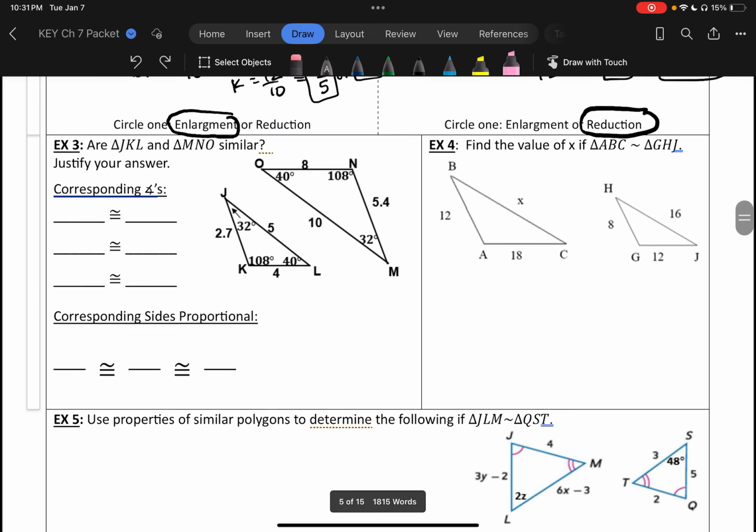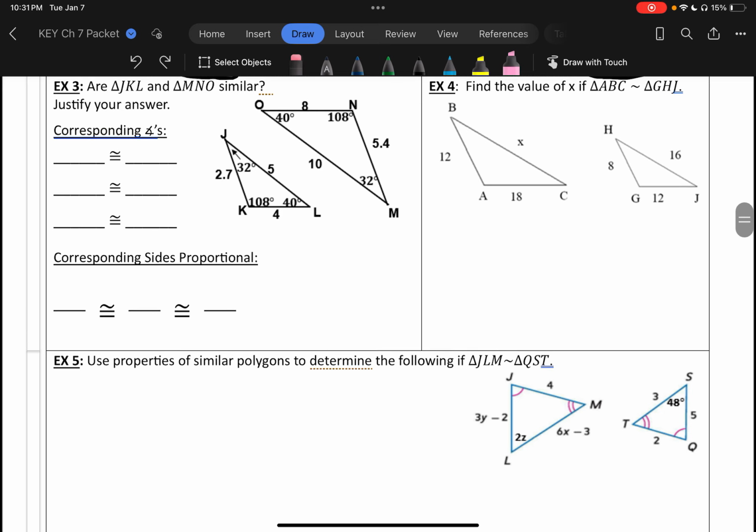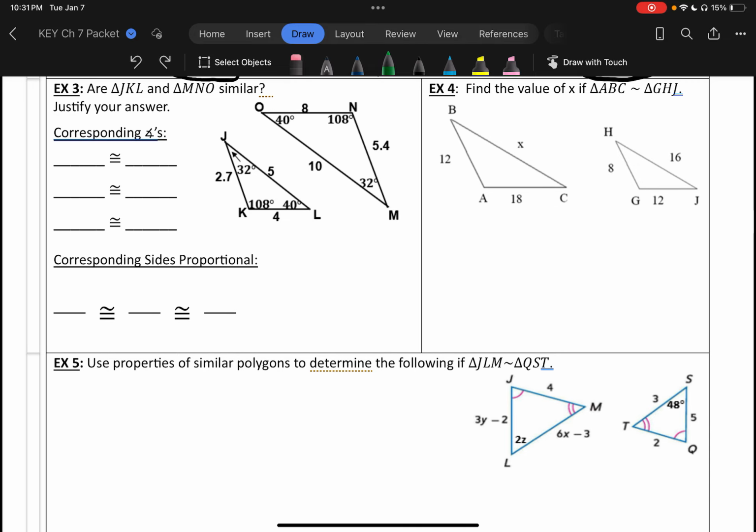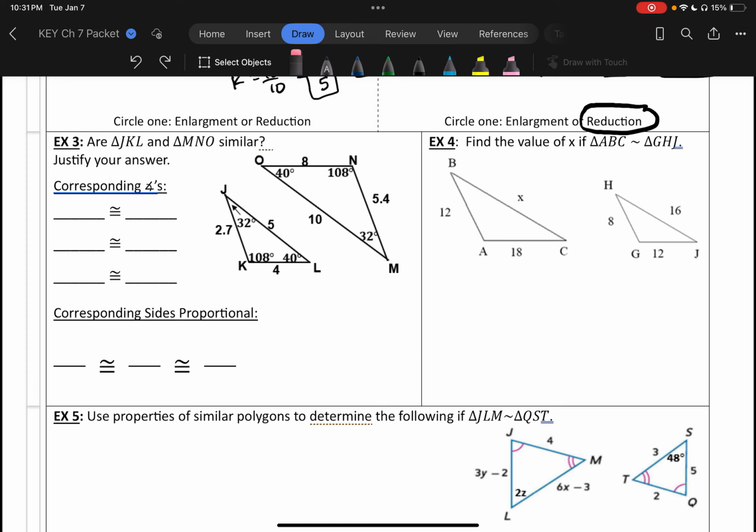So in example 3, it says, are triangles JKL and MNO similar? Remember, and I know we're talking about a lot of different things here, but let me erase this so it doesn't get confusing or in the way. For triangles to be similar, that means corresponding angles are congruent. And that also means that corresponding sides are proportional.